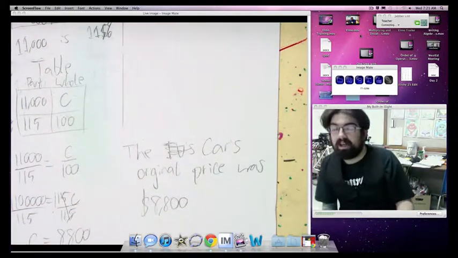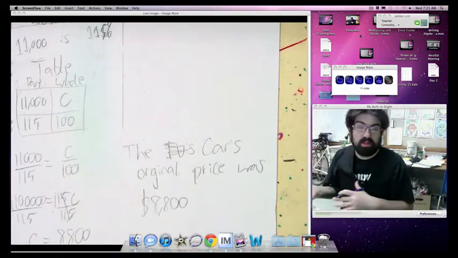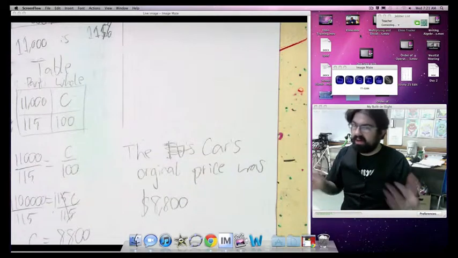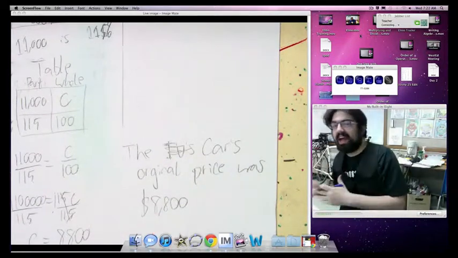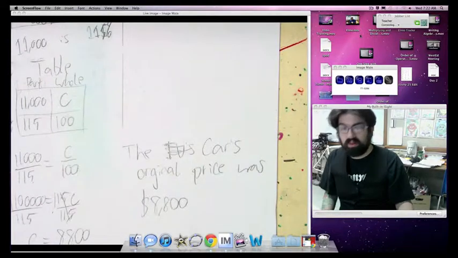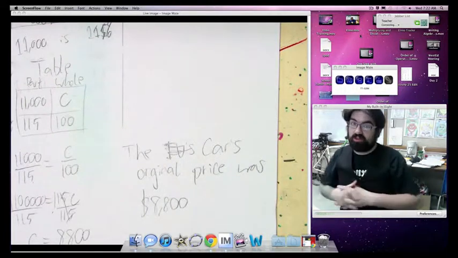We could check by increasing the price. Like we did for discount, we can find out what 15% of this is and add it on. That'd be a good way to check our price. So don't lose those zeros, especially with these money problems.